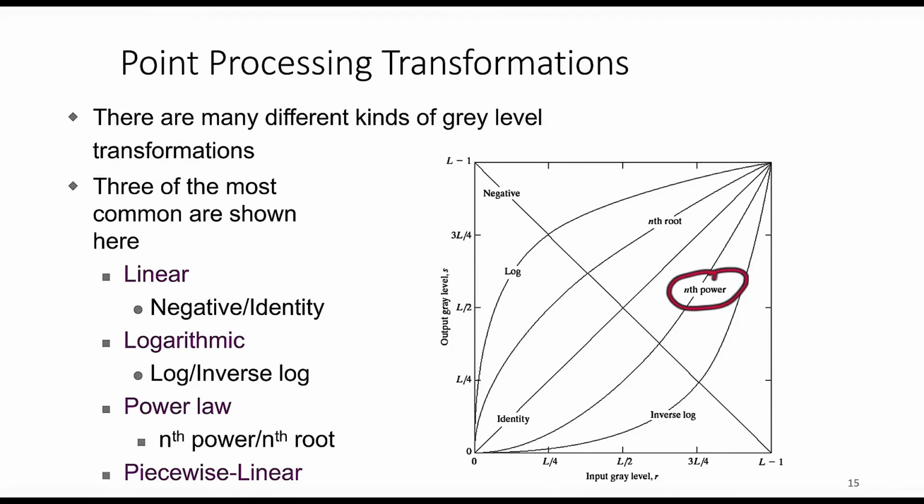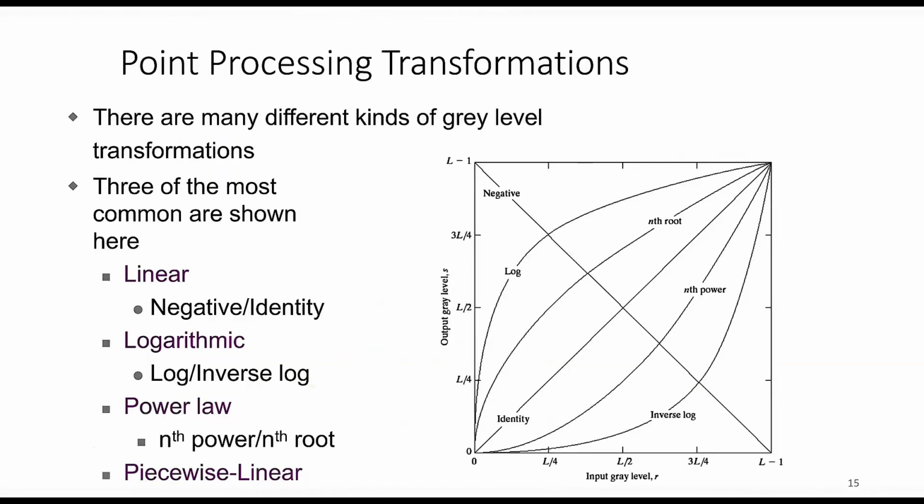Based on all these curves, we can have a linear one, which is the negative, and definitely the identity, which will not change anything. Either we have a log, and similarly we have an inverse log, which will do the opposite function. One will make it dark, one will make it light. Then you have the power law, which is the nth root or nth power. We call all of them collectively the power law. And then you have piecewise linear. We will discuss this after that.